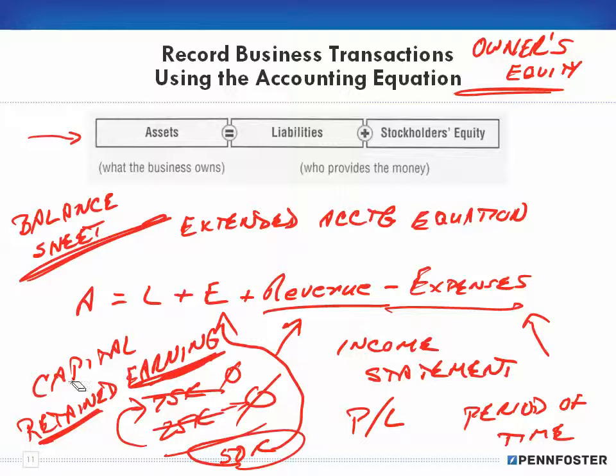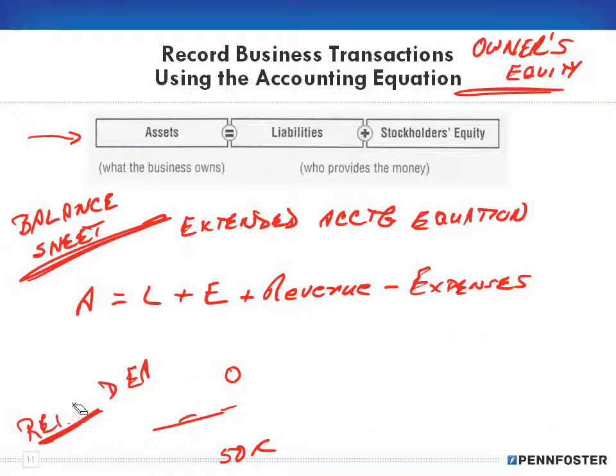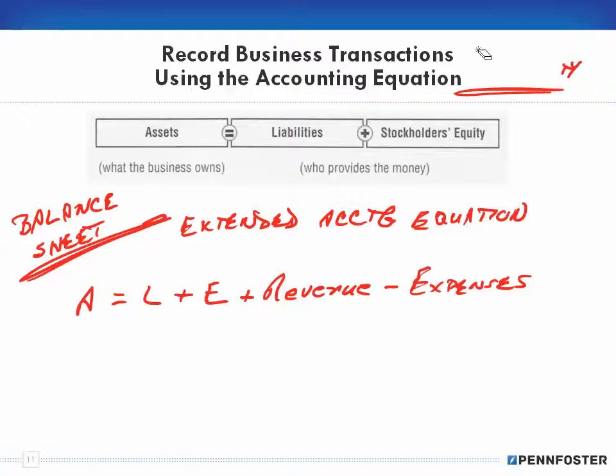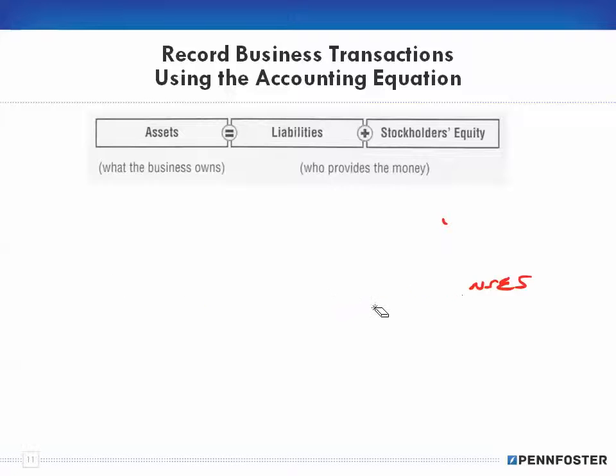So what we have here is the extended accounting equation, which is our assets equals our liabilities plus equity plus our revenues less our expenses. And again, I'm erasing this stuff, so pause the video, go back and rewind it, and watch it again, write it down if you have to, and that's the beauty of video. Our accounting equation is assets is equal to liabilities plus equity.